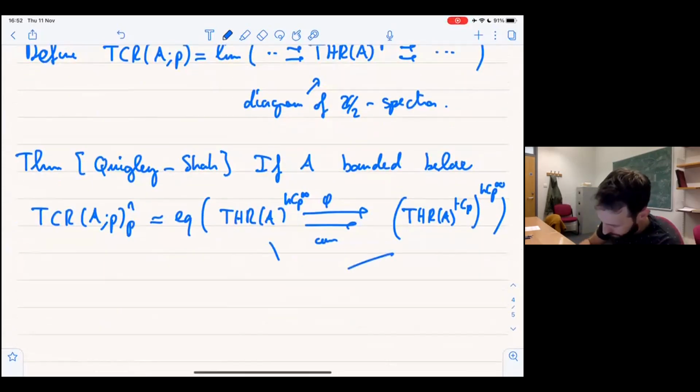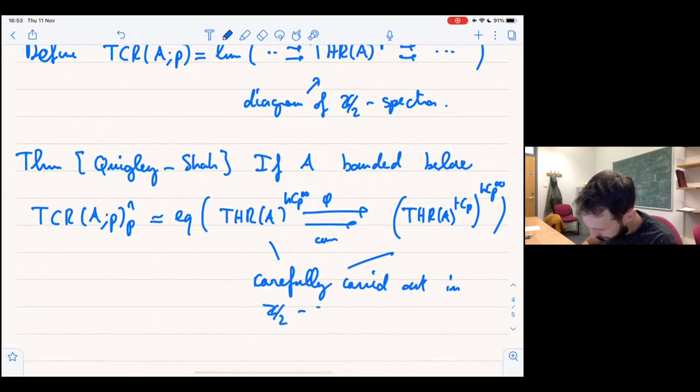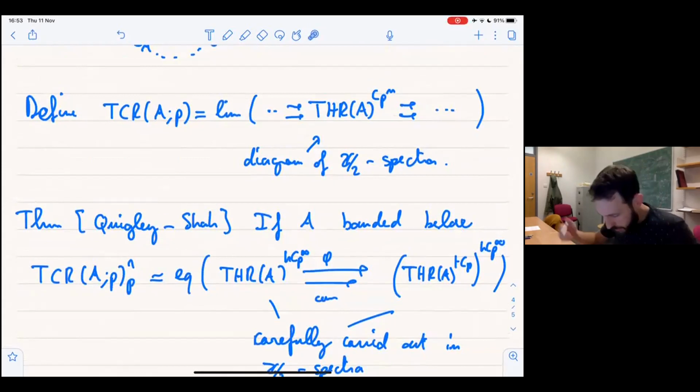And let me just say, for this construction, it needs to be carried out relative to this residual action. So let's say carefully carried out in Z2 spectra again. Okay, so far we have constructed an object which lifts the usual topological cyclic homology.